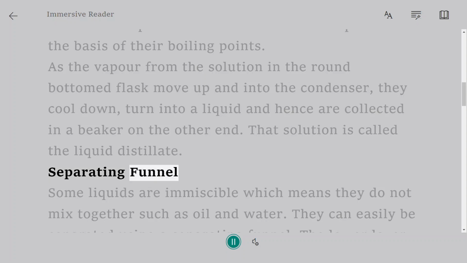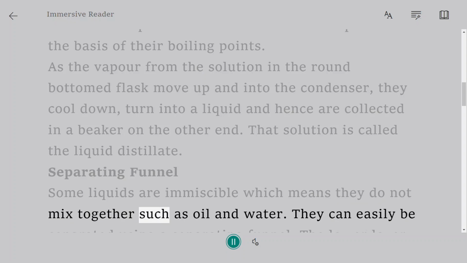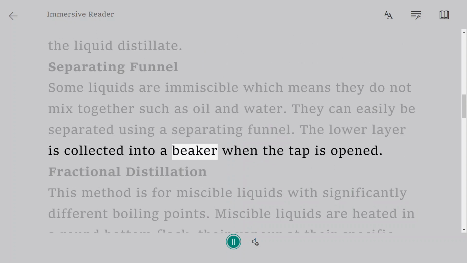Separating funnel. Some liquids are immiscible, which means they do not mix together, such as oil and water. They can easily be separated using a separating funnel. The lower layer is collected into a beaker when the tap is opened.